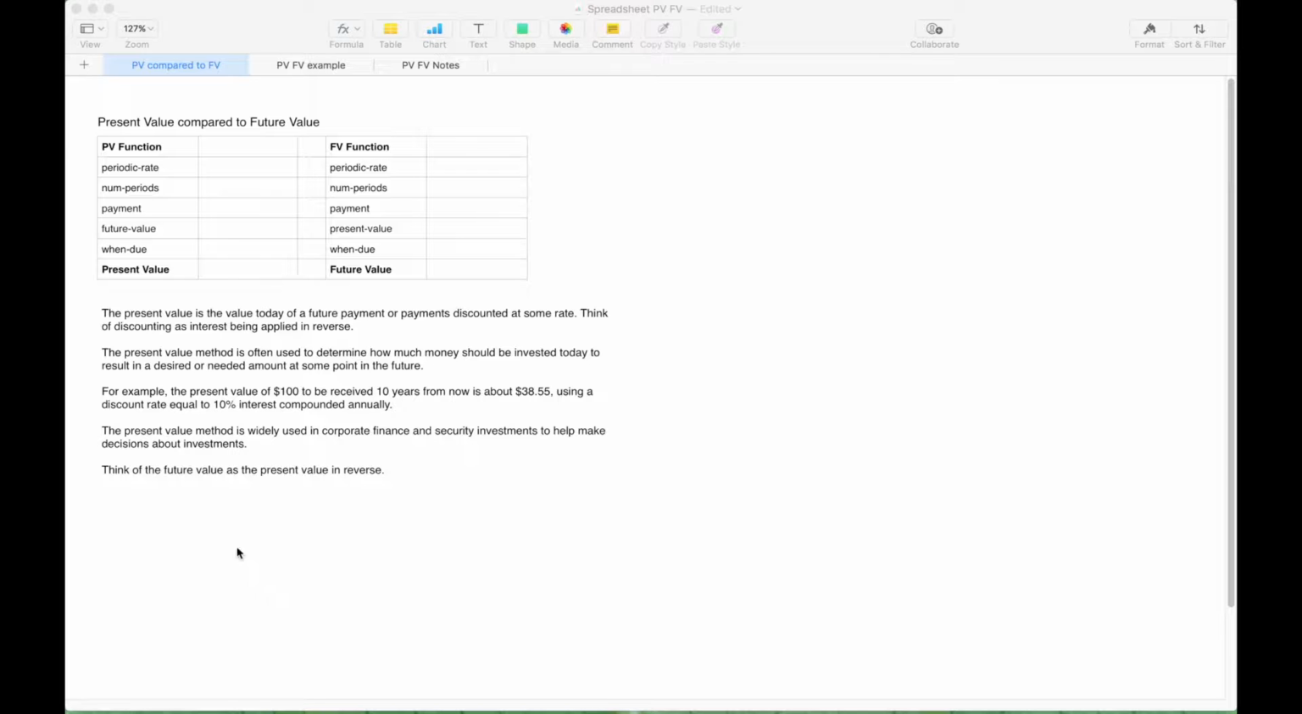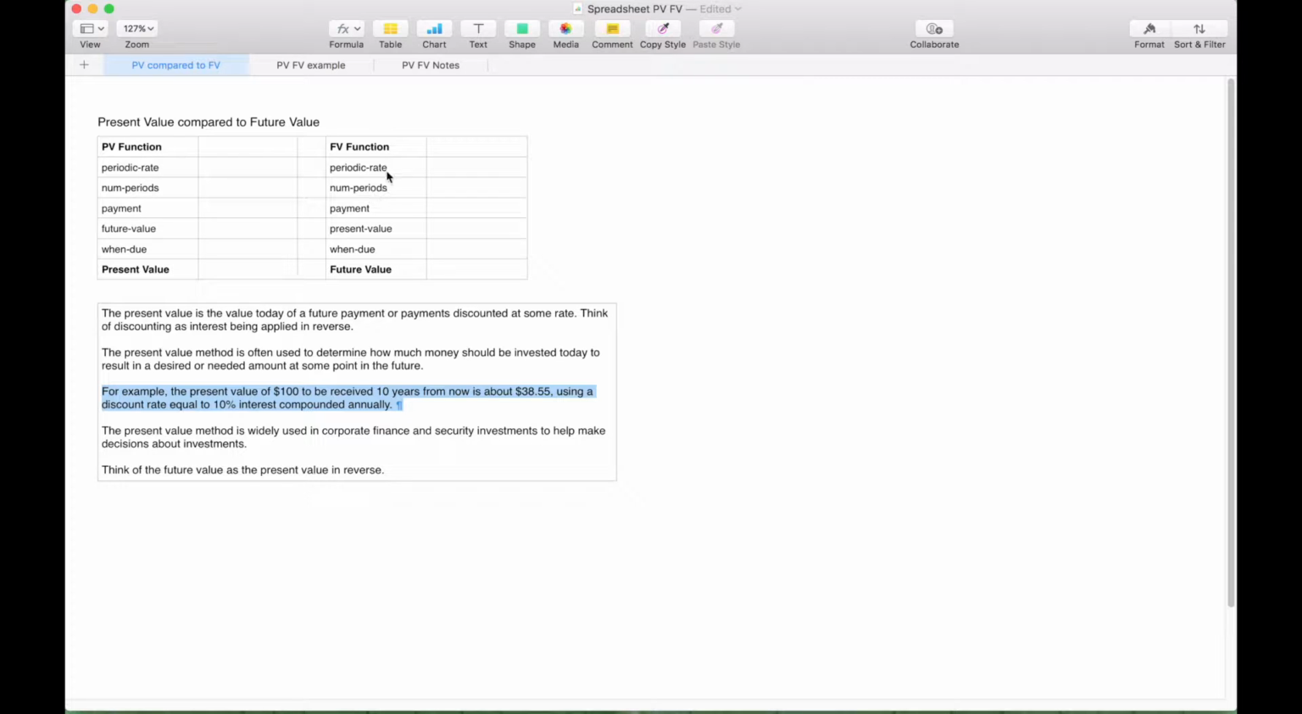Okay, so that's the present value function. Now you can just simply think of the future value function as the present value function in reverse. Okay, so let's use our example here and plug in these numbers to our present value function and our future value function. The present value function takes 5 arguments: the periodic rate, the number of periods, the payment or payments, the future value, and the when due.